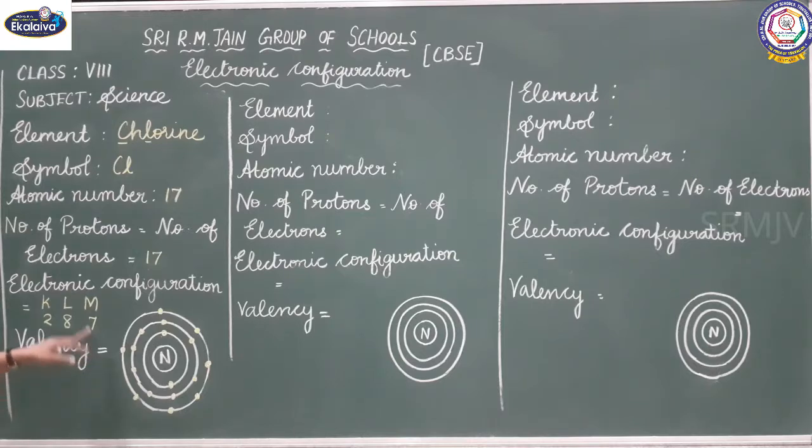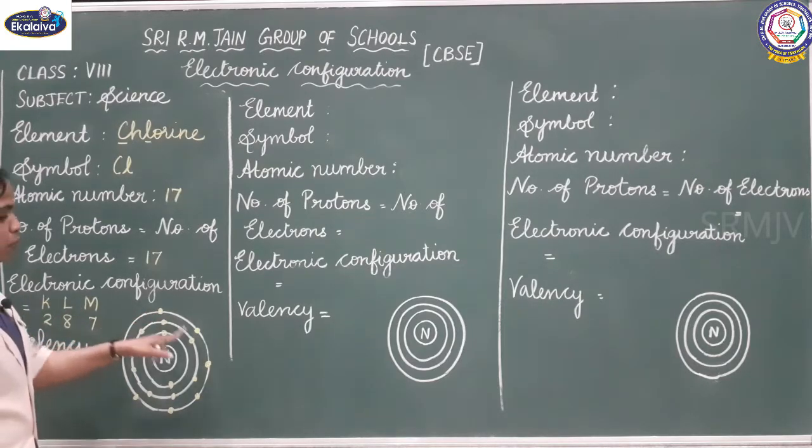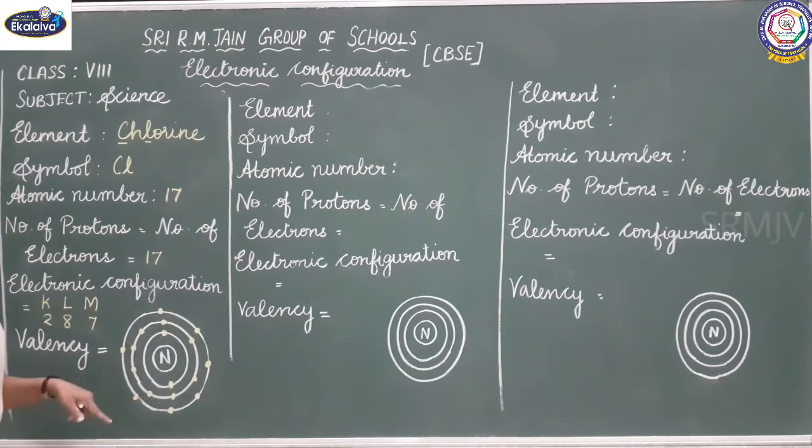So what is the valency of chlorine, children? It is 1 because the outermost shell contains 7 electrons. So 8 minus 7 is 1. So the valency of chlorine is 1.